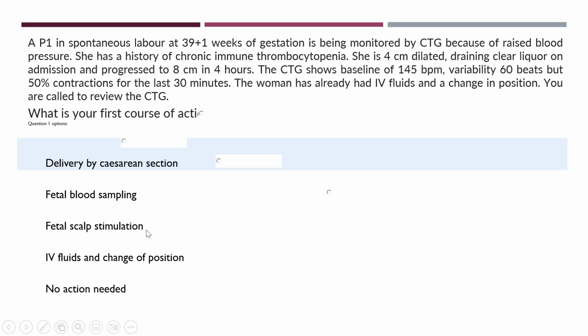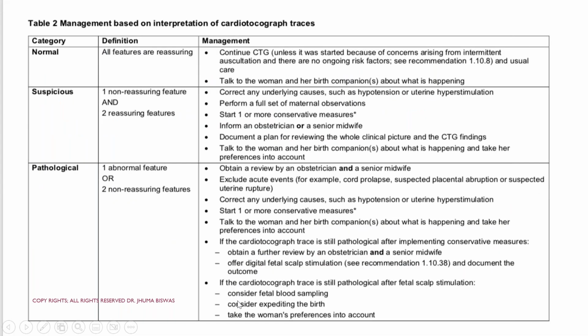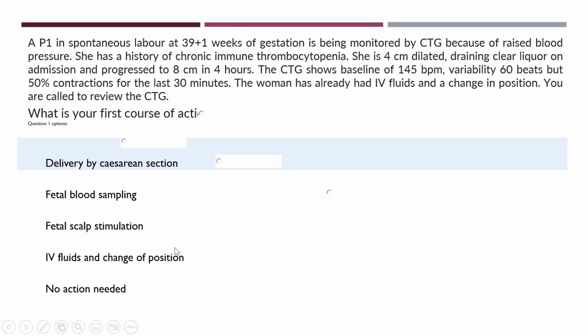So the first thing, as I mentioned, if it is abnormal, what are we going to do? We can do the conservative measures. If it is still abnormal, in that case, the first thing we do is digital fetal scalp stimulation. So the answer will be fetal scalp stimulation. And if it is still persistent, then we can think about delivery of the baby, or fetal blood sampling. But in case the patient suffers from chronic immune thrombocytopenia, the baby might have this immune thrombocytopenia too. So in that situation, the next step can't be fetal blood sampling, because there is a higher risk of bleeding from that cut, because the baby might suffer from that chronic ITP. So you never know.